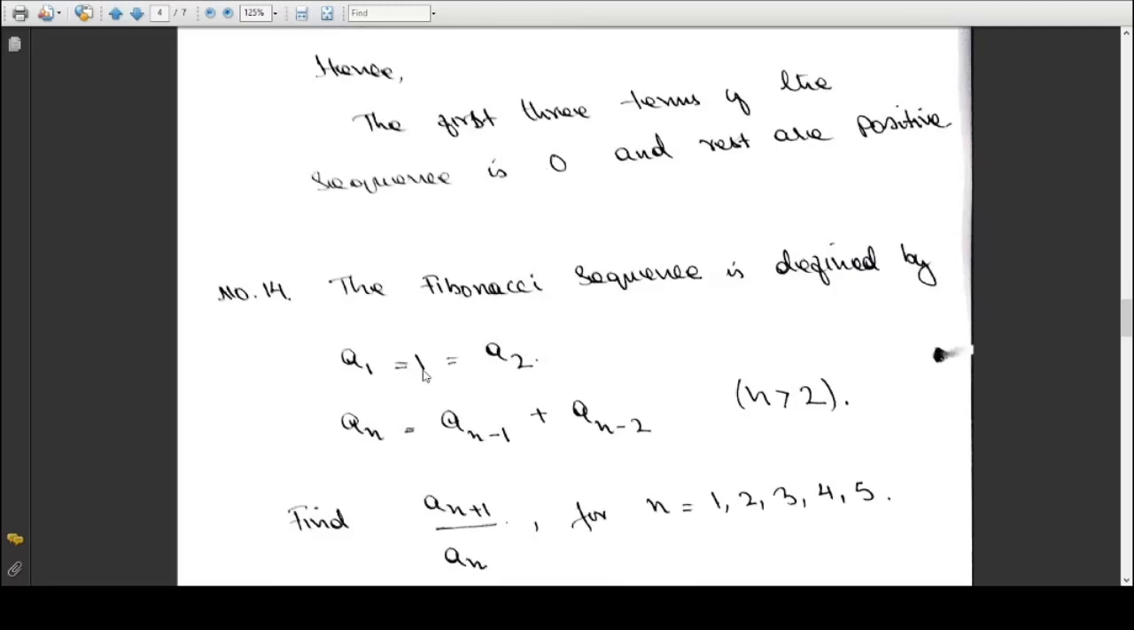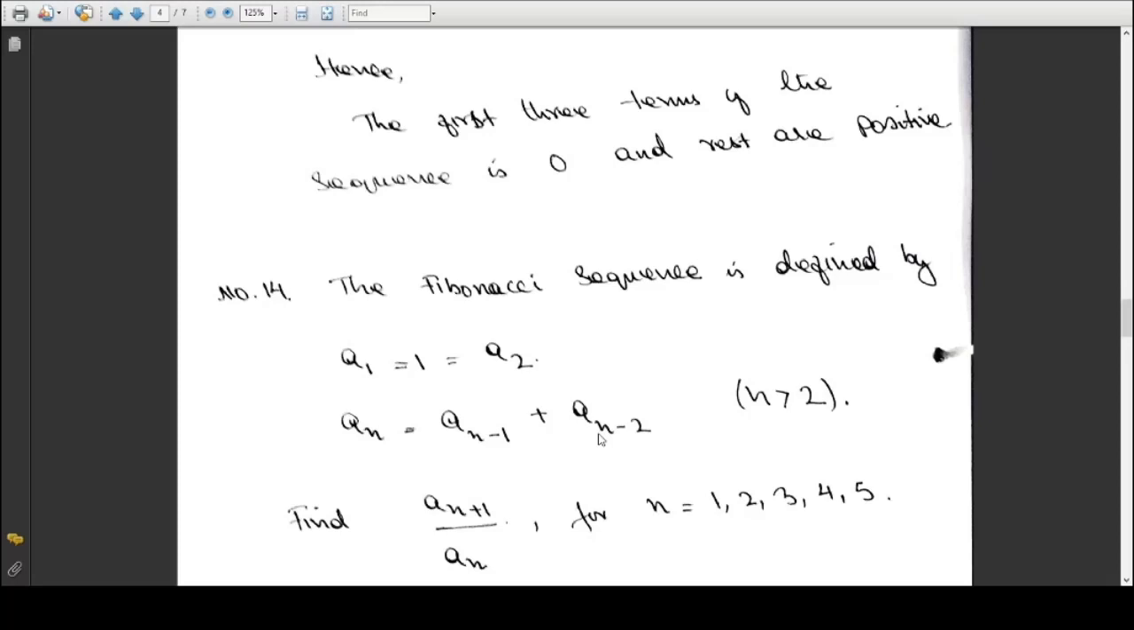The first term is 1, which is also the second term, and the value of an is equal to an minus 1 plus an minus 2, where n is greater than 2. That means you cannot put n equal to 1 or n equal to 2 for this value of an, because if we put n equal to 2, then a 2 minus 2 means it will be a0. a0 is the 0th term.